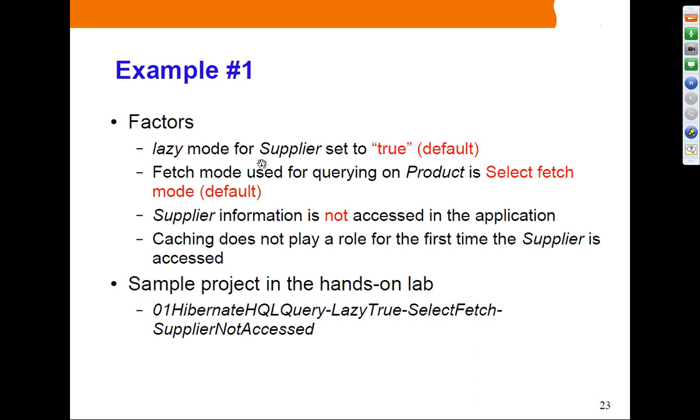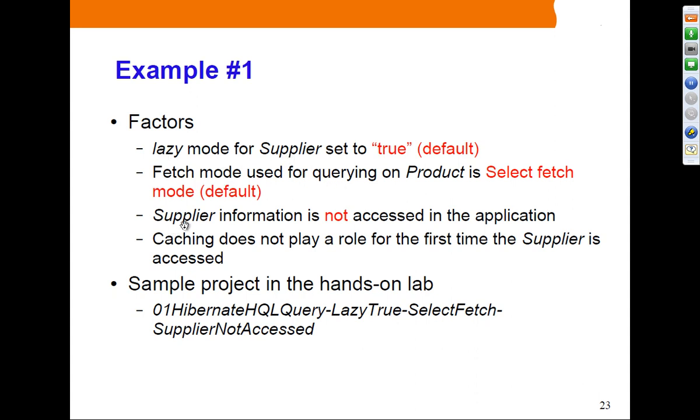So lazy mode of supplier is set to true, which is a default. And fetch mode is set to select fetch. And that's a default. Fetch mode used for querying on product. So this lazy mode is set for supplier, and this one is set for product.